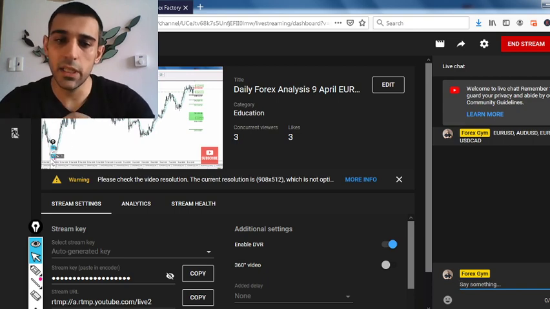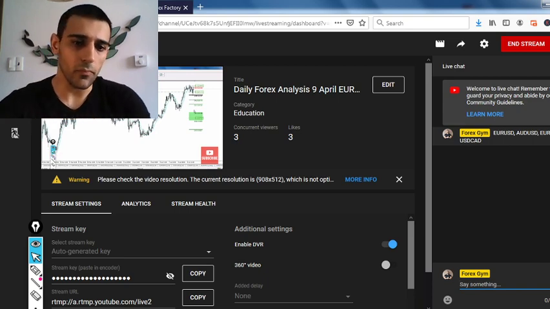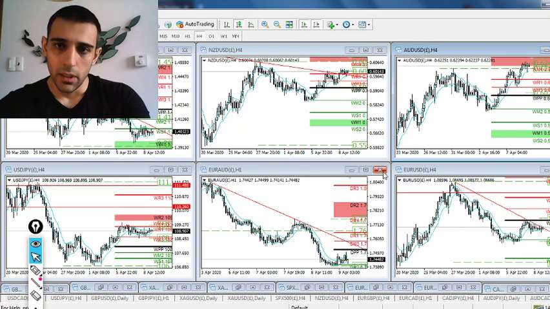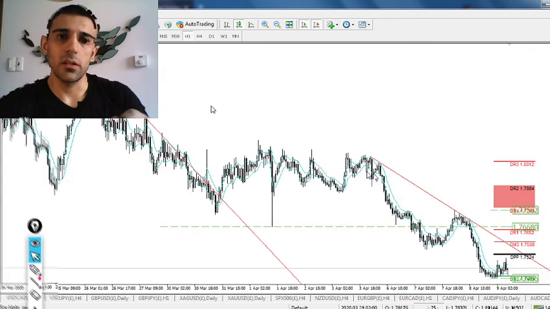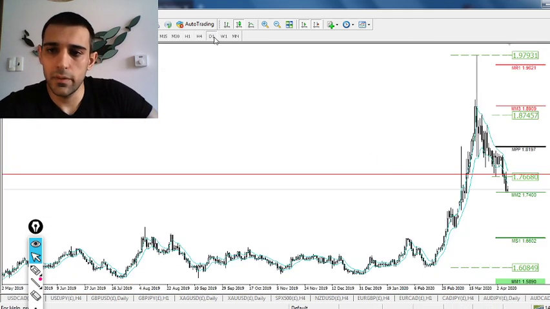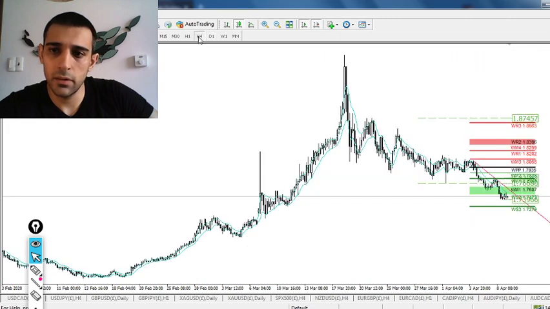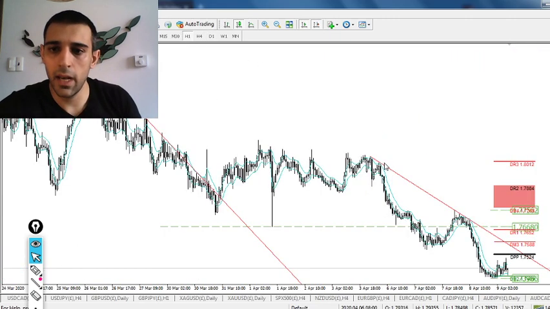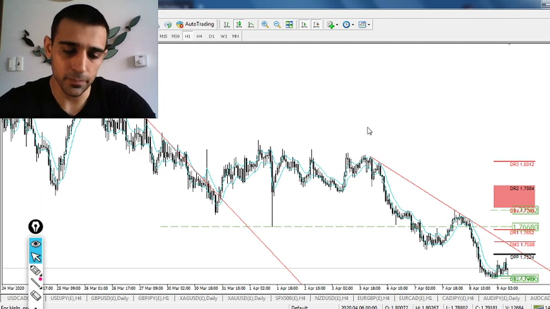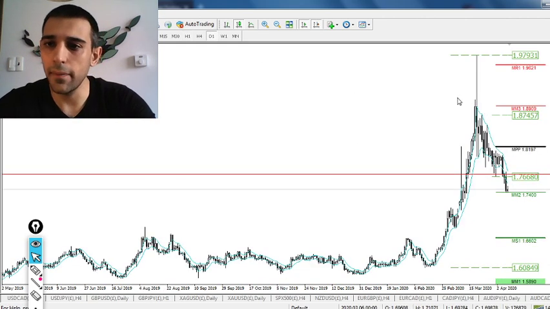So the next one is Euro against Aussie. Oh, I like this currency. We have this trend line on the 4-hour time frame and the hourly time frame. It's the same trend line. And now the price has broken this resistance.